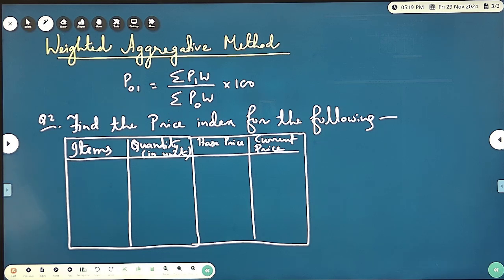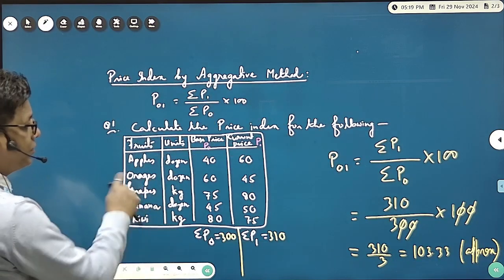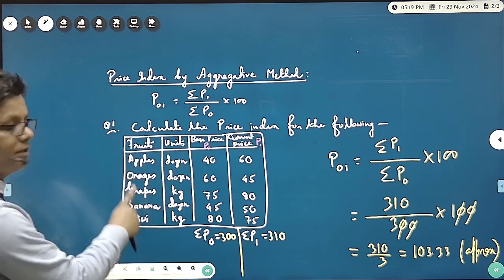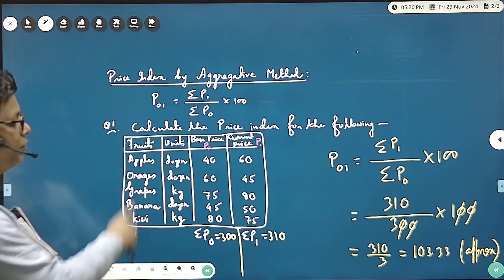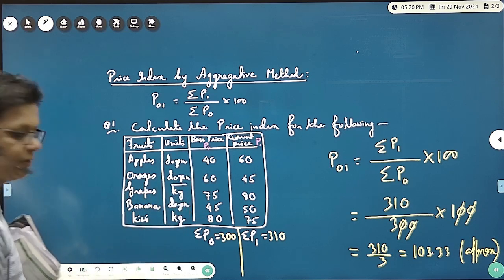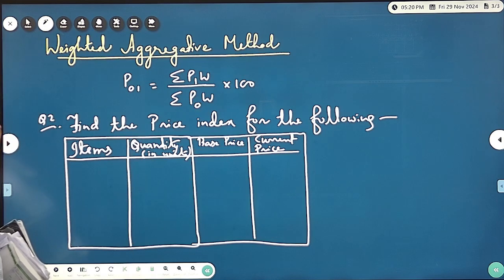Here only 1 kg or 1 dozen is bought. Everyone see here, in the previous example, the units were given but it was not said how much was bought. Apple, how much is bought, not said. So you understand, only one unit is bought. Oranges also per dozen, that means 1 dozen is bought. But now here the difference is that the quantity will be given, how many kg are bought or how many dozen.